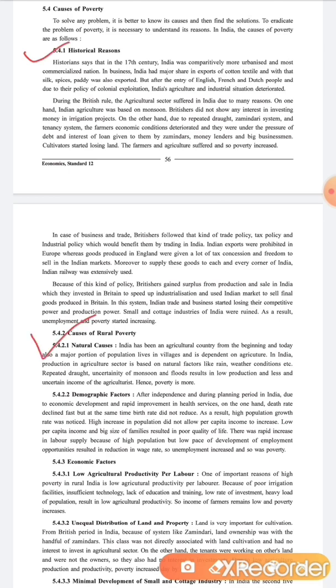Second is the causes of rural poverty. In that we have seen natural cause and demographic factor. Demographic factor is about population increase and unemployment increase, because the number of employment opportunities is less and the population and the supply of labor is more. Then we have seen the third, that is economic factor. In that we discussed low agriculture productivity per labor and unequal distribution of land and property because of the zamindari system, land tenancy system.